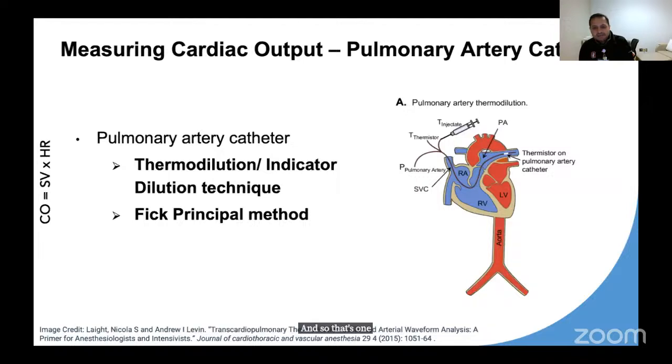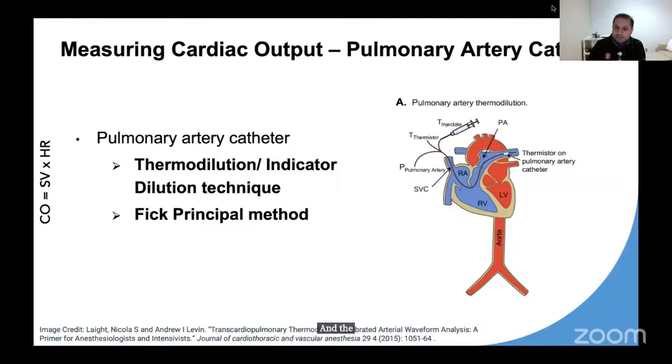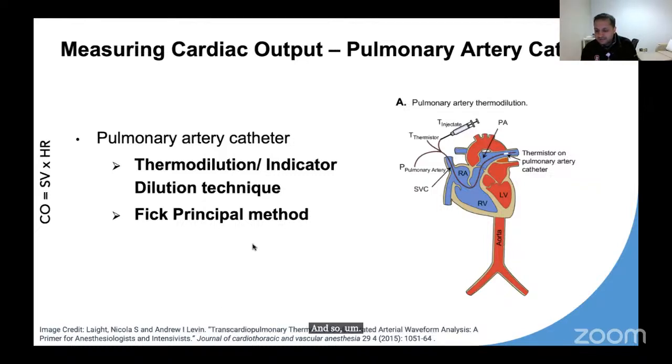And the second method is the Fick principle. The Fick principle measures cardiac output by determining the amount of oxygen that's consumed by the body, and then dividing it by the difference between the oxygen saturation of the arterial blood, the SaO2, and the oxygen from the mixed venous blood, which is obtained from the pulmonary artery port right over there. And so that's the Fick method of doing it.